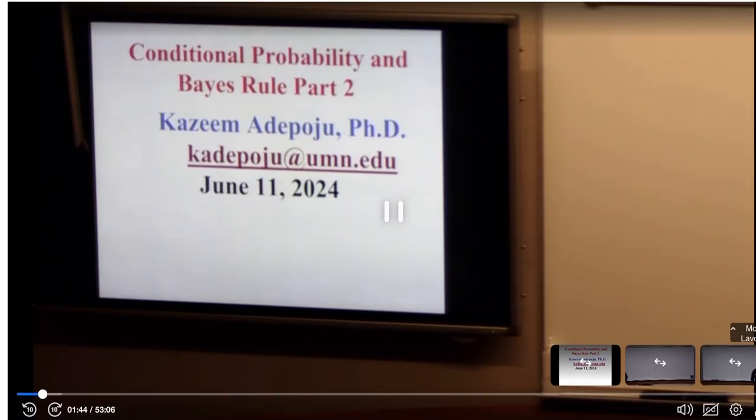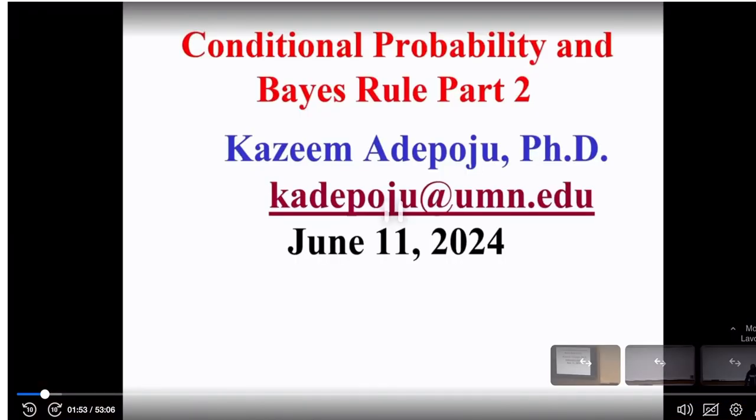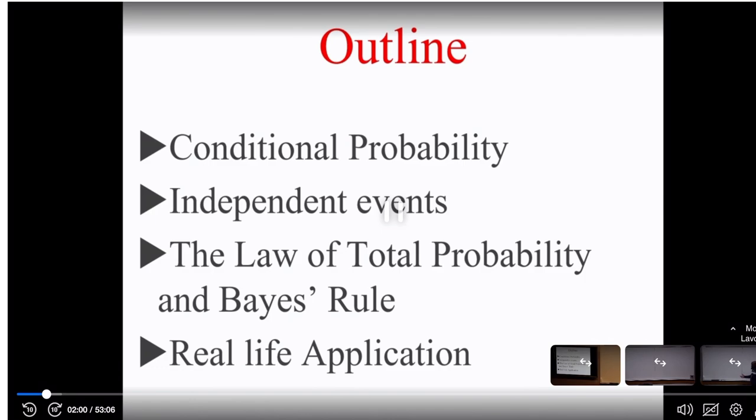Of course, today we're going to continue from conditional probability and Bayes rule. So that's why I call this part two. In the outline today, I'm going to walk you through conditional probability, independent events, the law of total probability, and Bayes rule. And of course, I'm going to give you a real life application of Bayes rule.